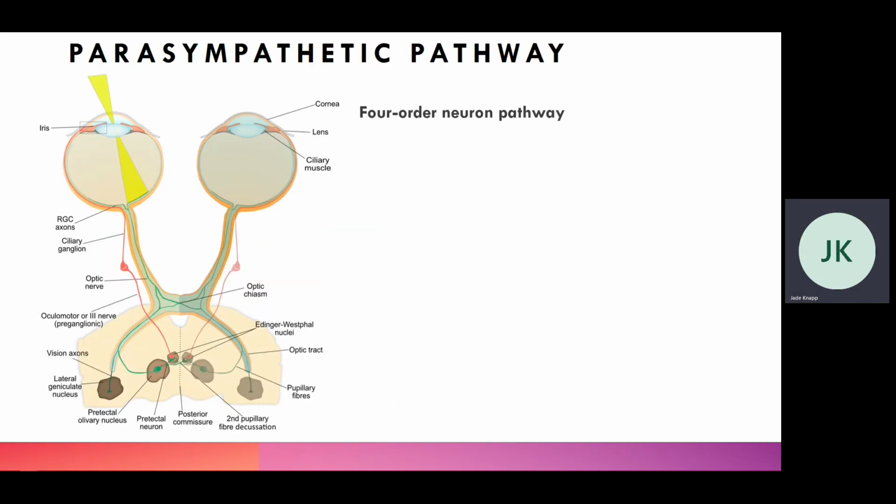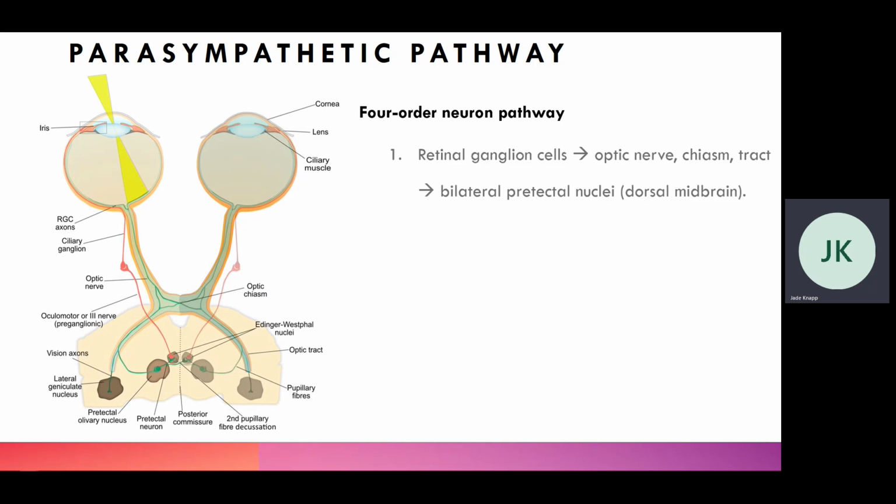Your parasympathetic pathway is a 4-neuron pathway, and it's sort of the opposite in that instead of starting in the brain, it starts in the eye, okay? So parasympathetic leads to pupil constriction, yeah? This is what supplies the pupil light reflex. So when you look at light, your pupils constrict.